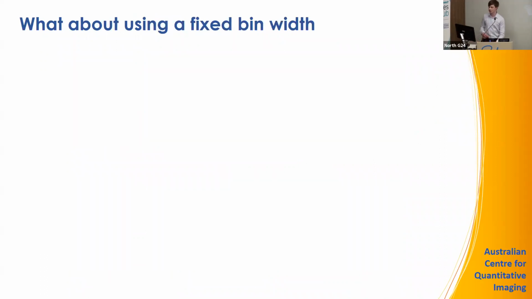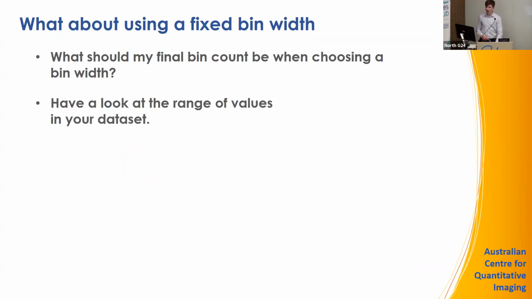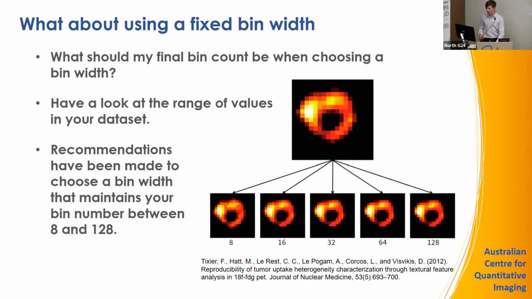So if I use a fixed bin width, what do I have to actually look out for as well? What should my final bin count be when choosing a fixed bin width? Have a look at the range of values in your data set. There are recommendations to choose a bin width that maintains your final bin number between 8 and 128. Generally, the sweet spot I've found is around 64. So, for example, if you have a PET image and it goes up to about 10 SUV, if you choose a bin width of 0.15, then that should put you at around 64 bins.